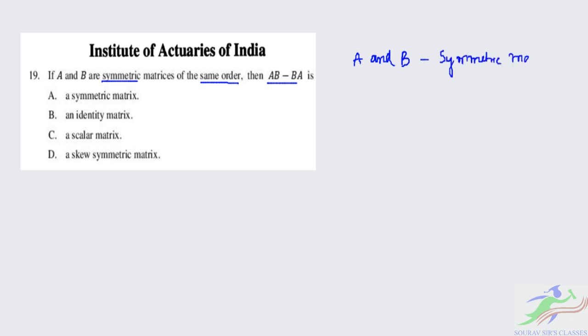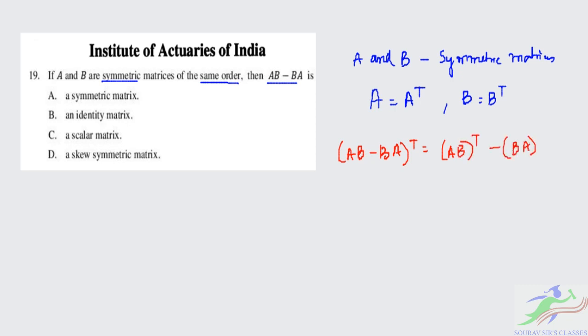So we have been given that A and B are symmetric matrices, right? Symmetric matrices means A is equal to A transpose and B is equal to B transpose, right? Now we have AB minus BA, so we can write it as AB minus BA whole transpose. This is AB transpose minus BA transpose, whole transpose of it.